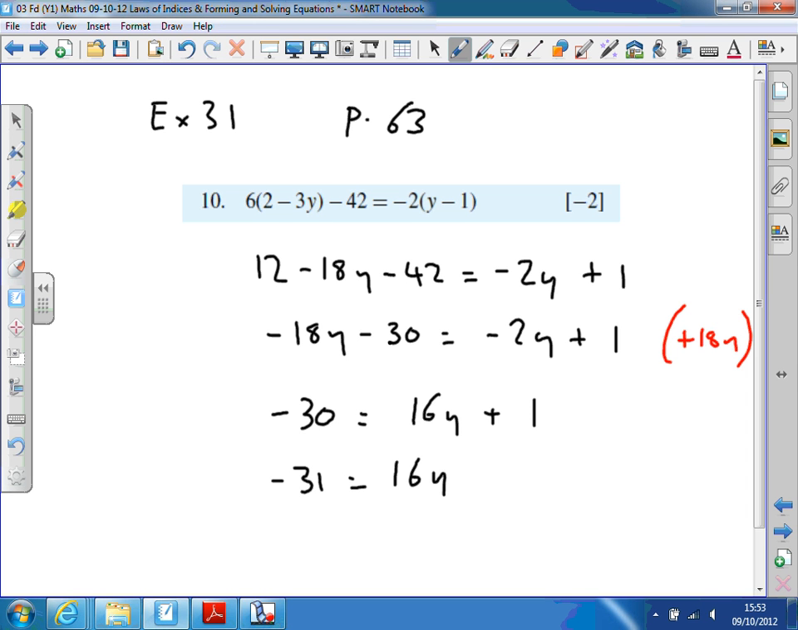So they might have made a mistake in here, because now if I divide both sides by 16, I don't get minus 2. It looks as though they've assumed it's minus 32. But looking at this thing, I don't think I've made a mistake. 6 times 2 is 12, minus 18y minus 42 equals minus 2y plus 1 plus 2. 1's 2 is 2. Thank you, Tom. So that should be a 2, that should be a 2. So now subtract 2 from both sides and I get minus 32. So they were right. So y equals minus 2, dividing both sides by 16.